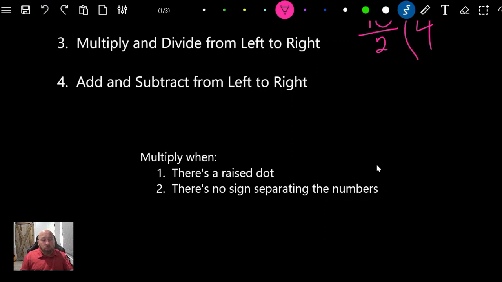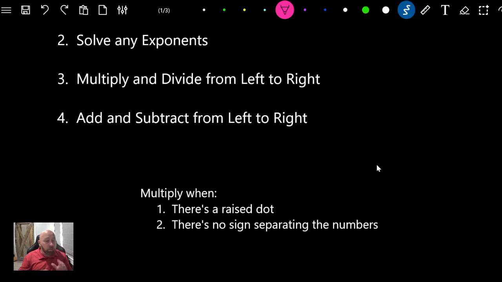Okay, so we're going to do multiply and divide, whichever one comes first, from left to right. Okay. Then step number 4, we're going to do the same thing with add and subtract. We're going to do whichever one of those comes first, starting on the left and going to the right.